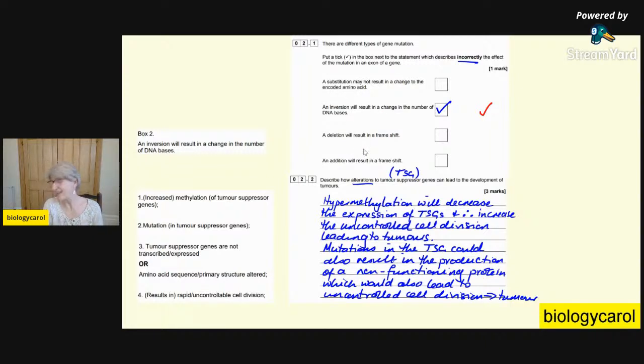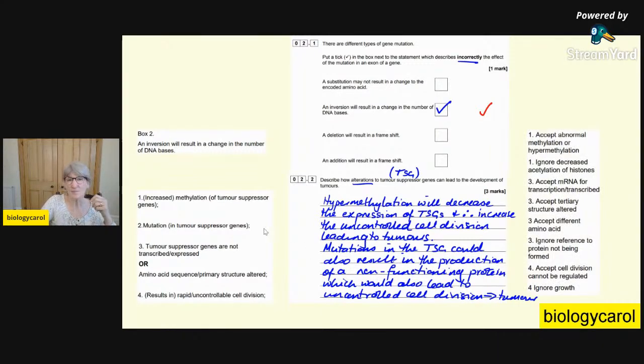Methylation is adding a methyl group. You cover that, Tang, in epigenetics. You talk about methylation and acetylation. Methylation adds a methyl group and it ends up decreasing how much transcription happens. And acetylation ends up increasing transcription. You'll have to watch my epigenetics video for that one.